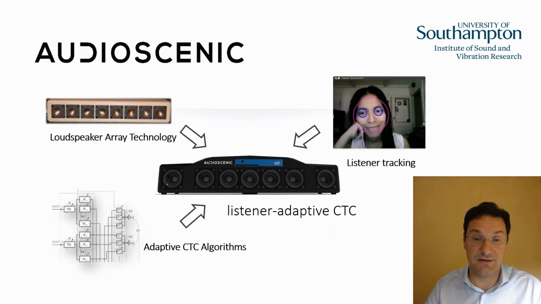The method I just described to you is at the heart of Audioscenic technology. This is a combination of loudspeaker array technology and listener tracking that is achieved with the use of a camera that you can see mounted, for example, in this prototype. The combination of the two, together with a powerful algorithm for adaptive crosstalk cancellation, allows for a consistent delivery of 3D audio regardless of the listener position. This allows us to overcome the issue of the sweet spot.